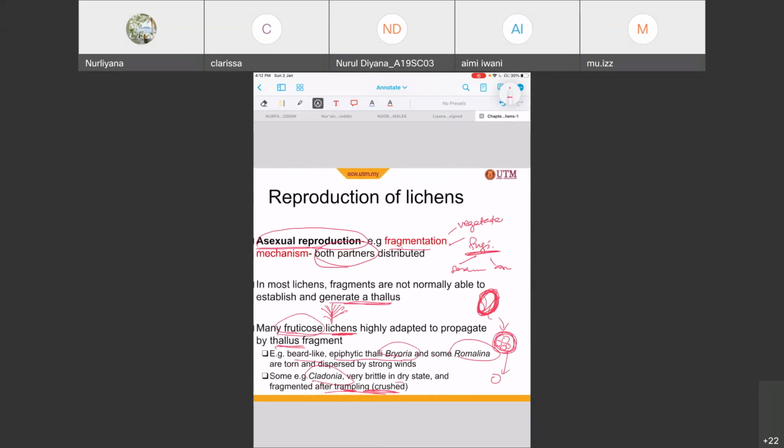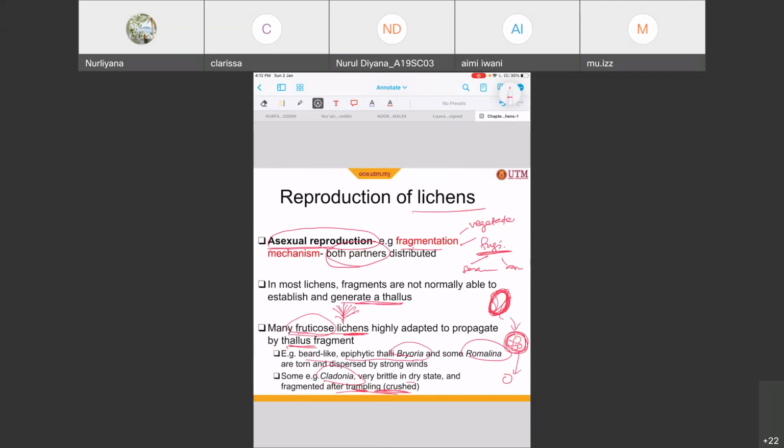But in lichens, because these are formed through two compositions or two types of different organisms, which is algae and microbiome, which is the fungi, they can't produce new lichens or new babies, new daughter cells. They can't produce a new structure like that.